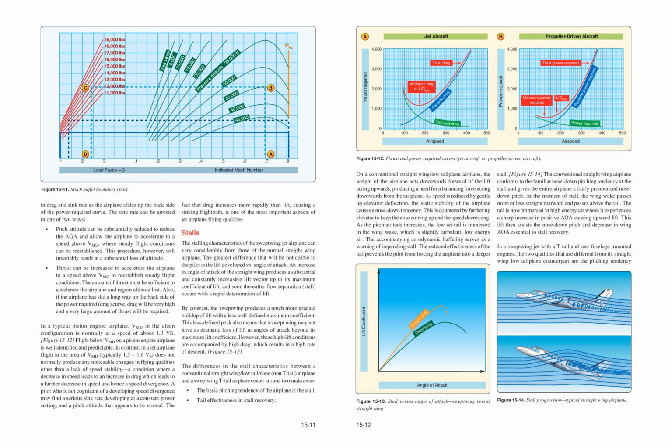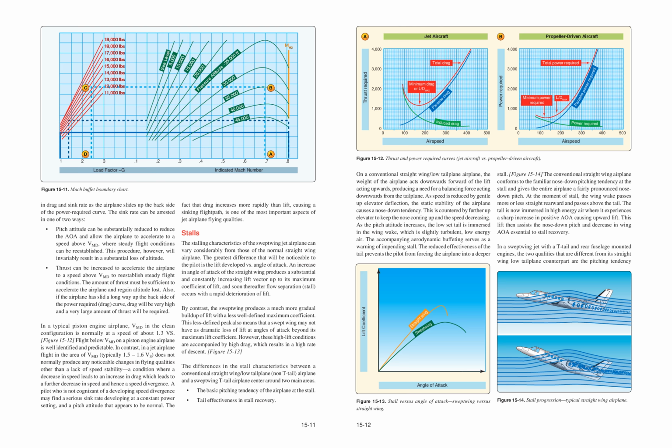The greatest difference that will be noticeable to the pilot is the lift developed versus angle of attack. An increase in angle of attack of the straight wing produces a substantial and constantly increasing lift vector up to its maximum coefficient of lift, and soon thereafter flow separation, stall, occurs with a rapid deterioration of lift.